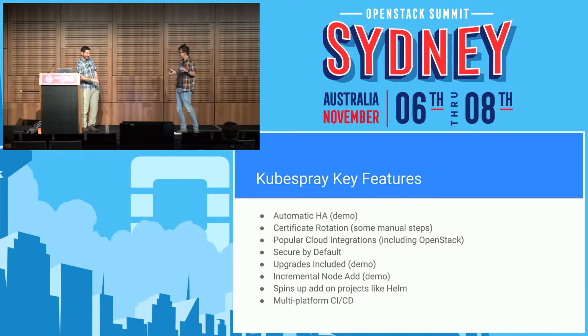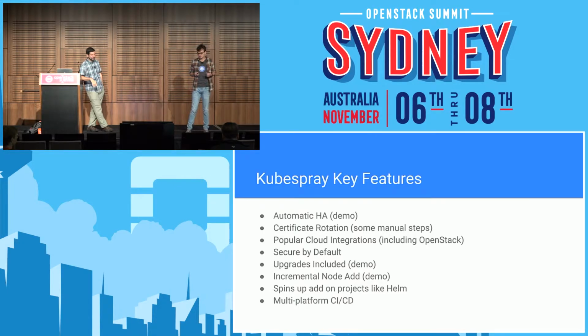Just a couple of features, the major features. First of all, Kubespray allows you to have automatic HA. Rob will run a brief demo of how you can use it with this feature. Kubespray allows you to rotate certificates. Kubespray can be easily integrated into multiple cloud providers, including OpenStack, and OpenStack was one of the first integrations for the cloud providers.